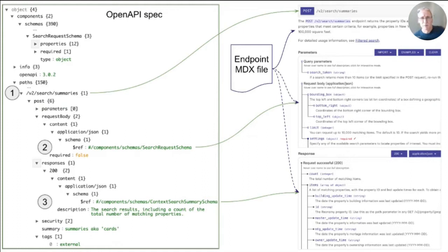When you expand an endpoint, our API spec parser locates the component names in the spec and follows the nested ref links to create a single internal object for that endpoint. And we'll look at the data structure shortly. The handwritten content comes from a separate endpoint MBX file that we'll look at next.